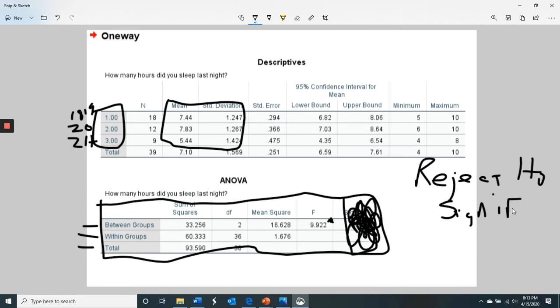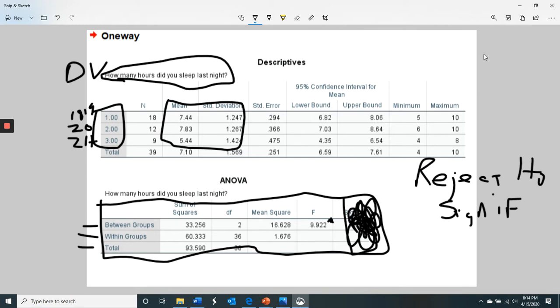There's a significant relationship between the variables, and the variable is our age. So age is a predictor variable. So we have a relationship between the predictor variable age and the DV, which is how much did you sleep last night? Our DV is right here. So that's our DV.